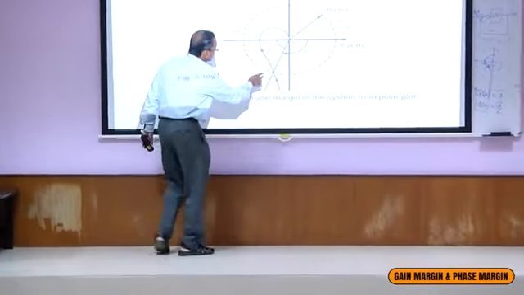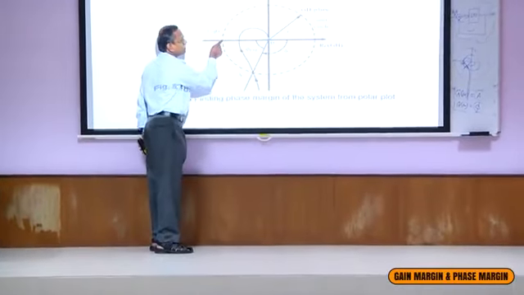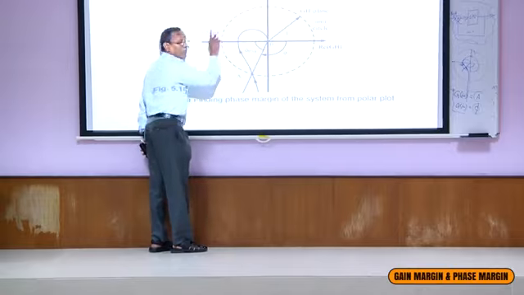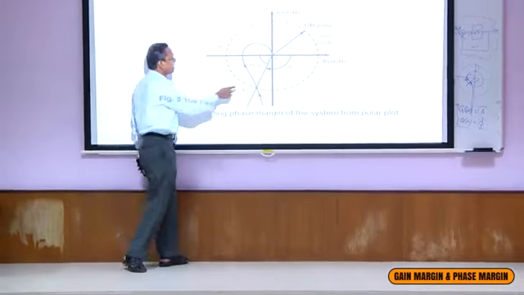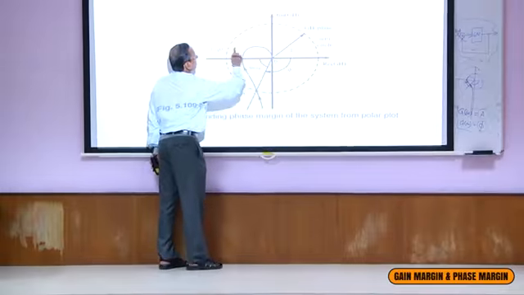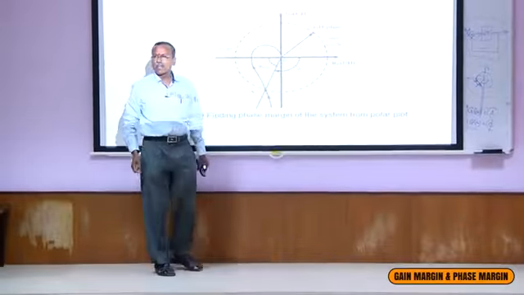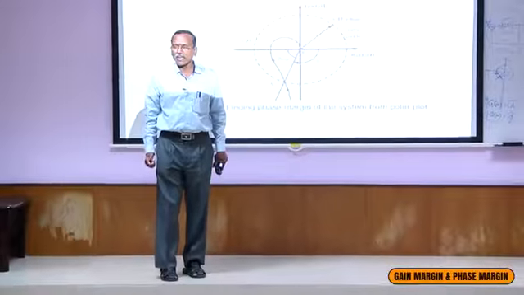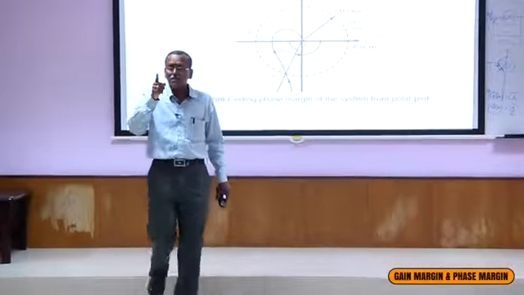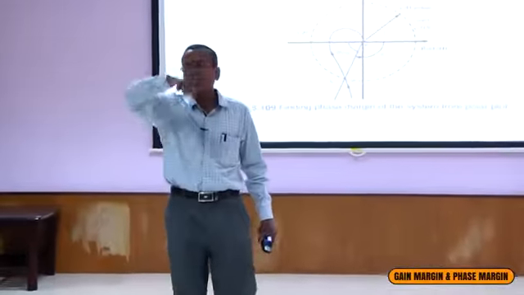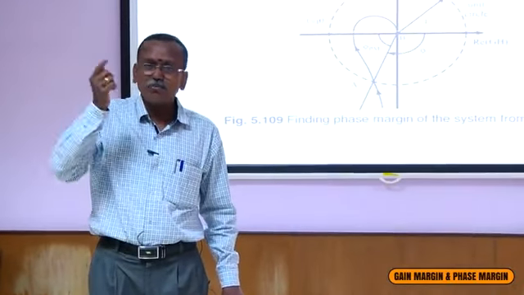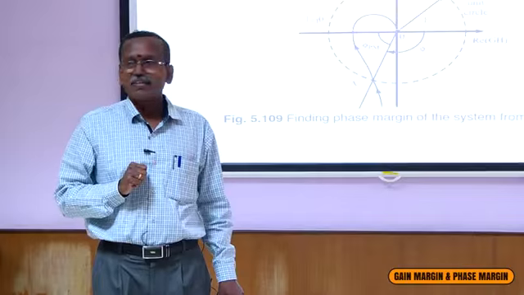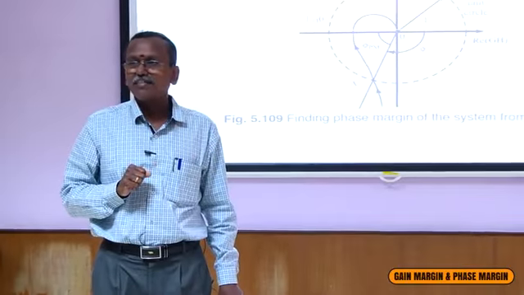If you further increase, what will happen? This point will come here, so the shape changes by adjusting phase only. I am not adjusting gain, I am adjusting phase only. This point will come here. Therefore, the plot will be like this. But the system is passing through -1. If the response is passing through -1, it means the poles are on the jω axis.